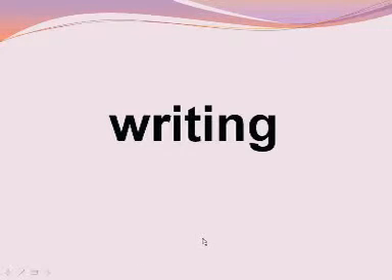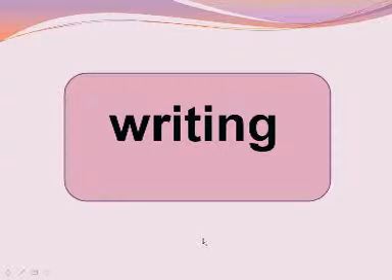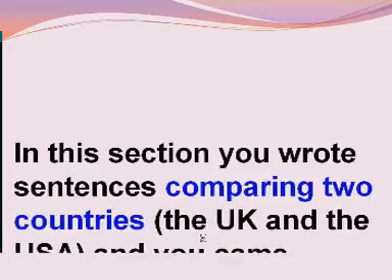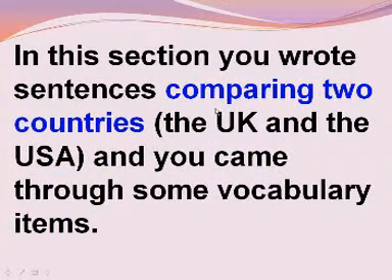Now we move on to the other section, which is writing. We start again with the general summary and vocabulary. In this section you wrote sentences comparing two countries. So the whole idea here is to compare two countries. Now you will use all the information you learned in the other three sections in order to write a comparison between two countries: the UK, I mean the United Kingdom, and the USA, that's the United States of America, and you came across some vocabulary items.